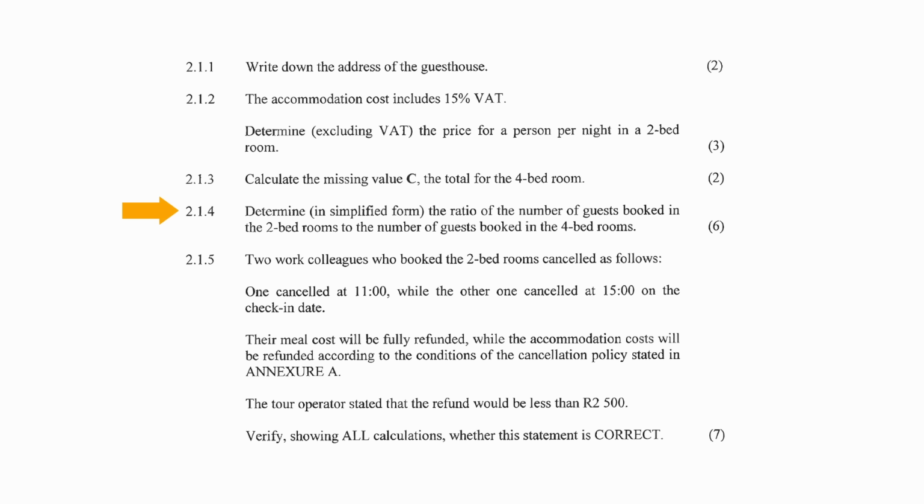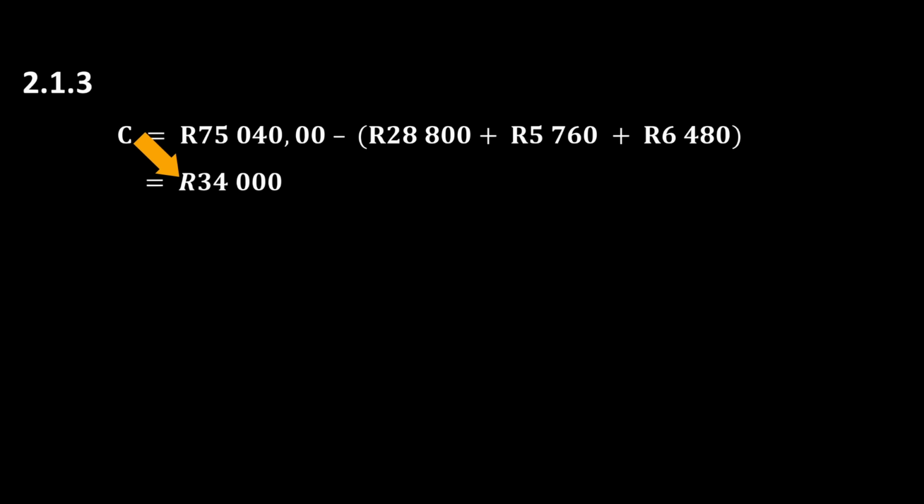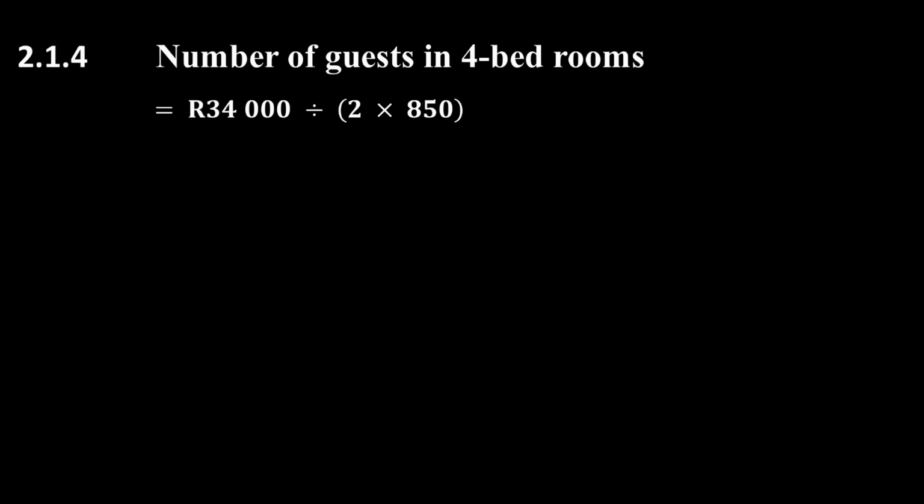In question 2.1.4, you have to determine in simplified form the ratio of the number of guests booked in the 2 bedrooms to the number of guests booked in the 4 bedrooms. From question 2.1.3, we know that the total cost for the 4-bedroom was calculated as 34,000 Rand for 2 nights. This means that the number of guests in the 4-bedroom accommodation is 34,000 divided by 2 nights, multiplied by the cost per night, and this equals 20 guests.